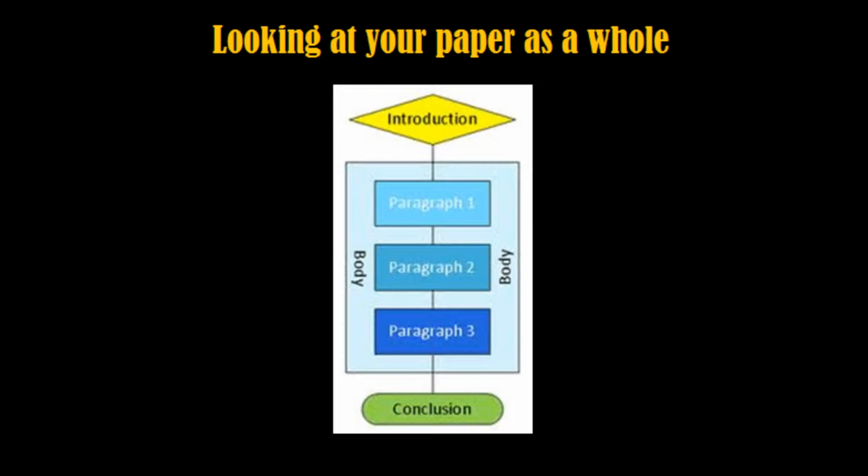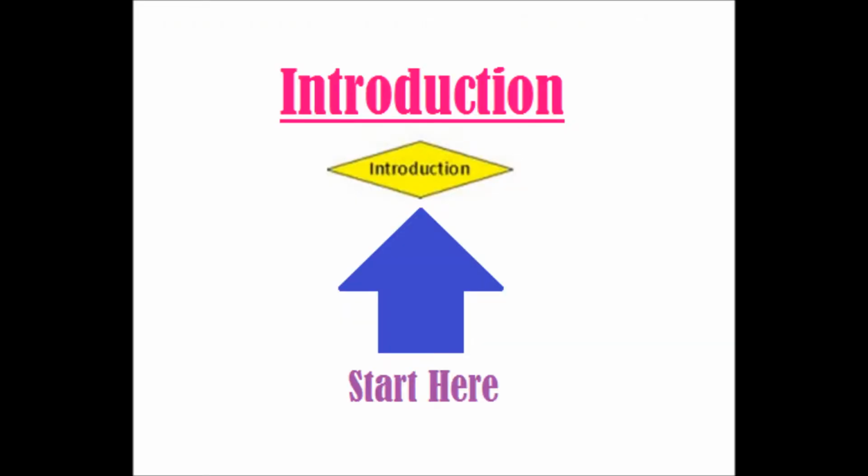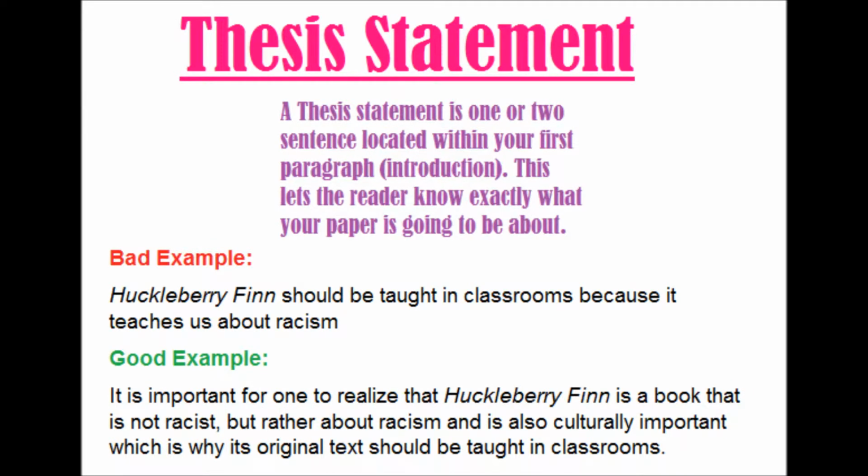Take a look at this picture. This is an example of what a research paper should consist of. It includes an introduction, a body, and a conclusion. We will begin with the introduction. This is where you will start after you have gathered all your information. This is also where you will form your thesis statement. A thesis statement is 1 or 2 sentences located within your first paragraph. This lets the reader know exactly what your paper is going to be about. Please look at the following examples.